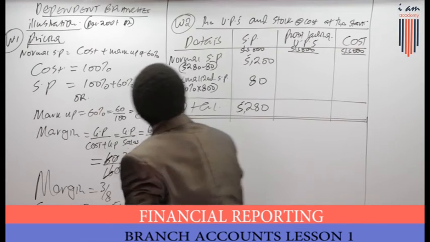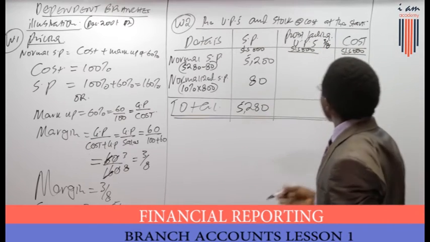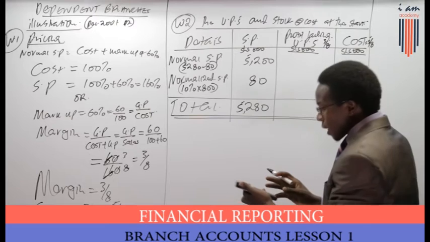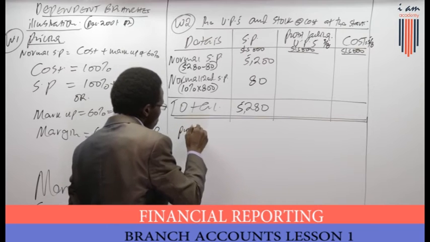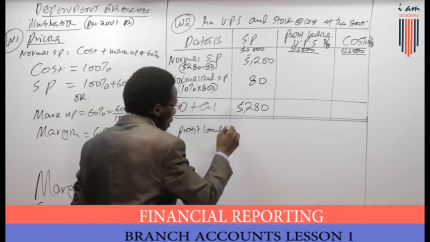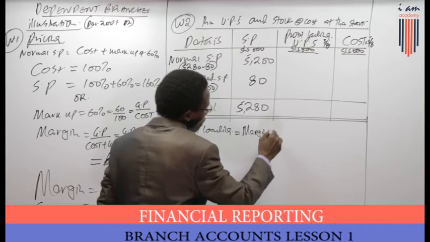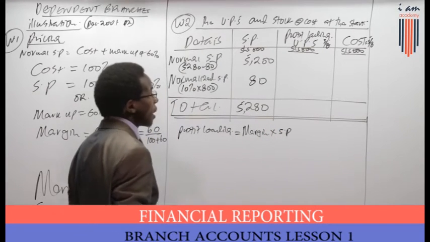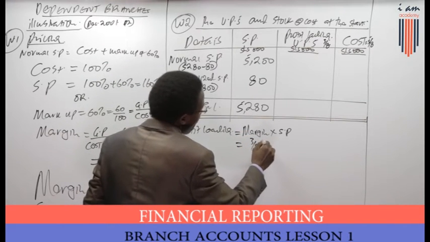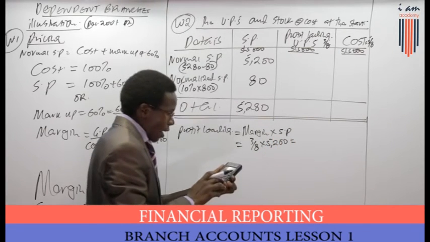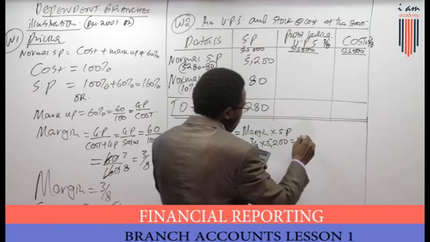We take our calculator. Our profit loading, we have a margin of 3/8. The cost is 5/8. If you are talking about the profit loading, friends, you either take the margin, you multiply the selling price. Like in this case, the normal selling price, we are talking about 3/8 by 5,200. We are getting 1950.